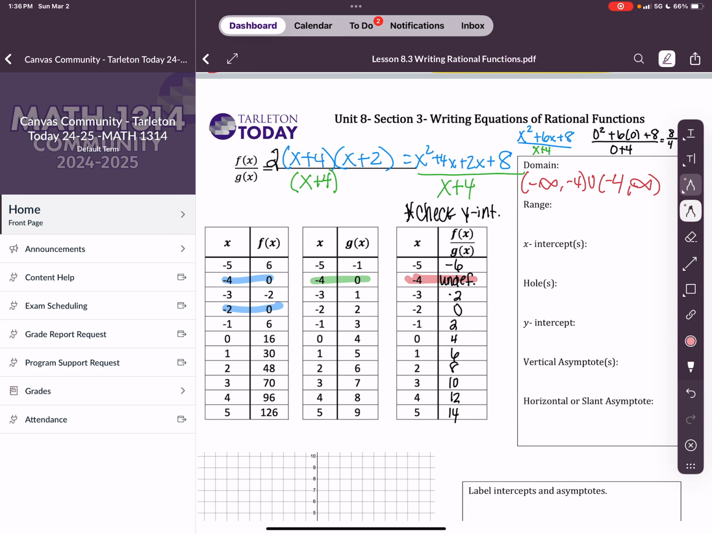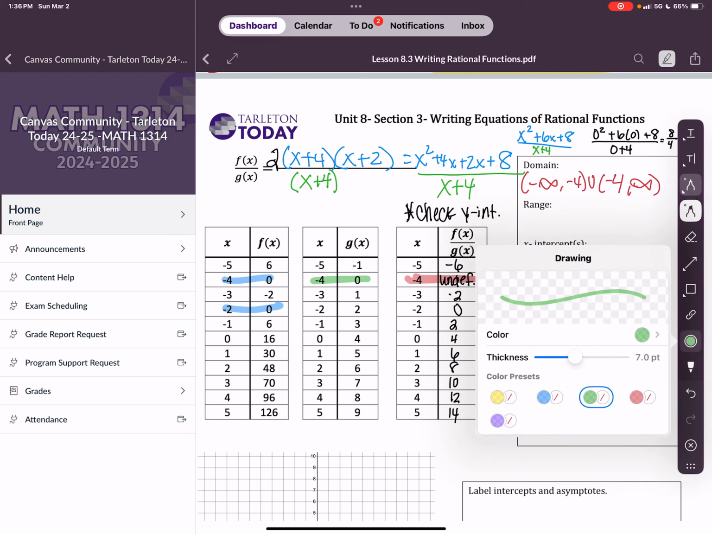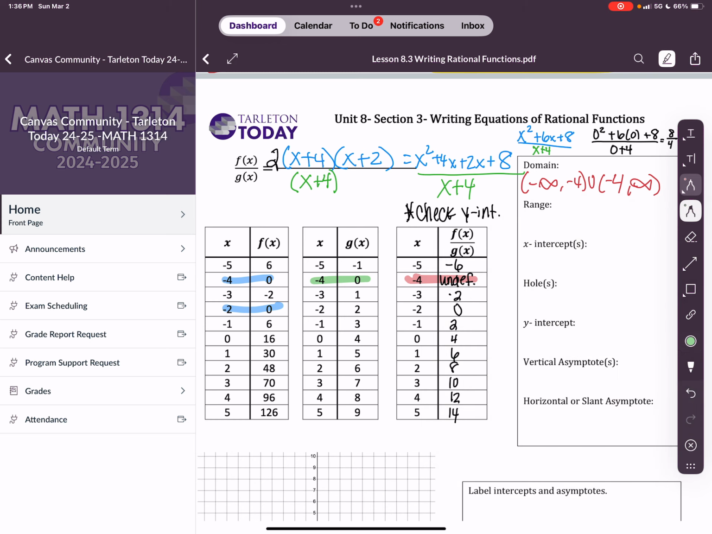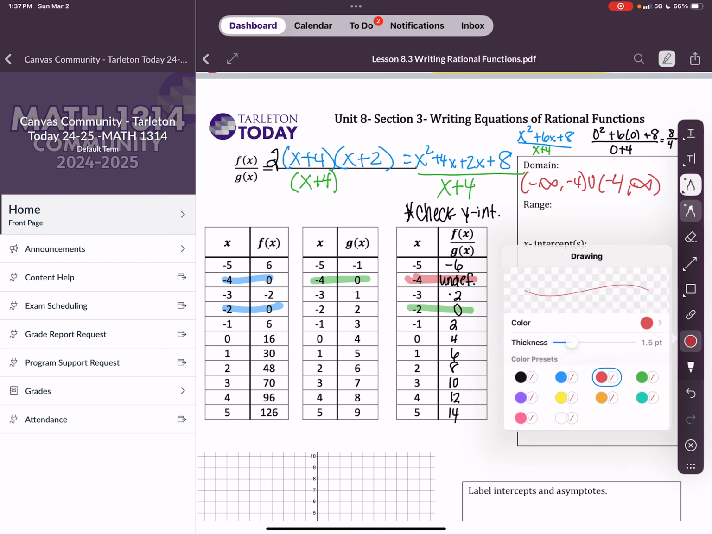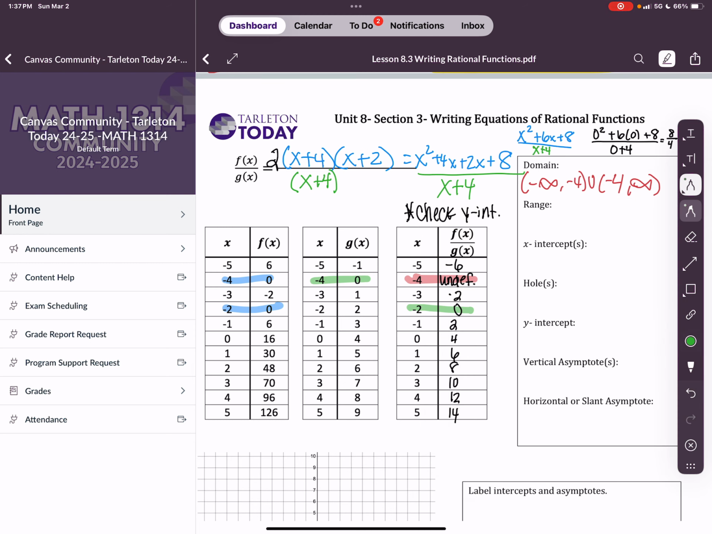So then we're going to skip our range for a second, and we're going to go and find our x-intercepts. And remember, an x-intercept is anywhere where your y value is 0. So that means that our x-intercept here would be negative 2, 0.